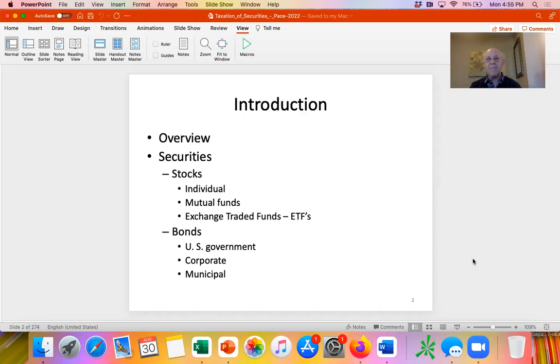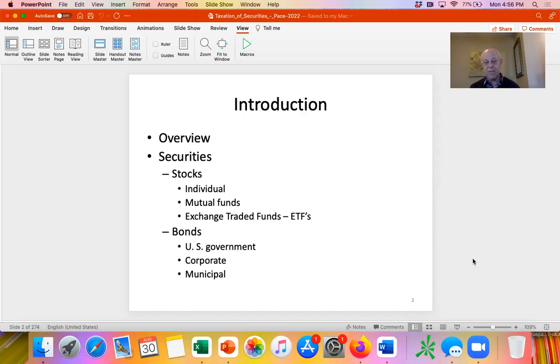When you buy a bond, you're basically issuing debt. The purchaser of a bond is issuing debt to the entity that they're dealing with. So I can buy a US government bond, or a bond of any government. I could buy a corporate bond, which is a bond issued by a corporation. Or I could buy a municipal bond, which is a bond issued by a state or a city. And there are different tax rules that apply to each of those.